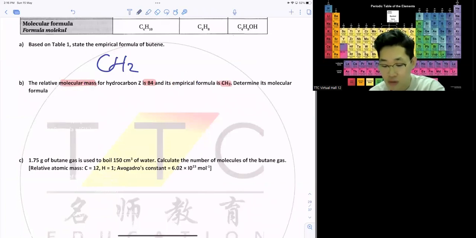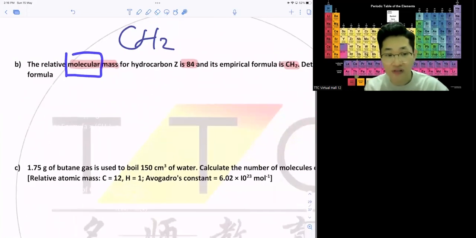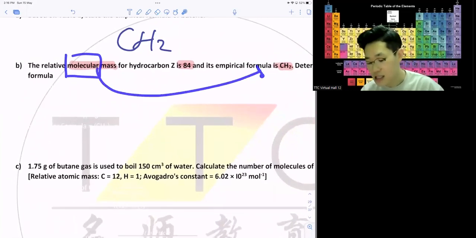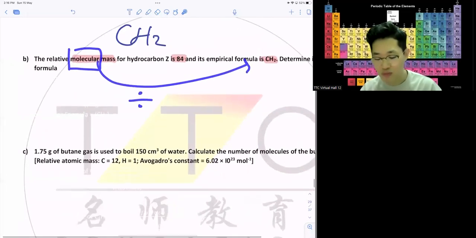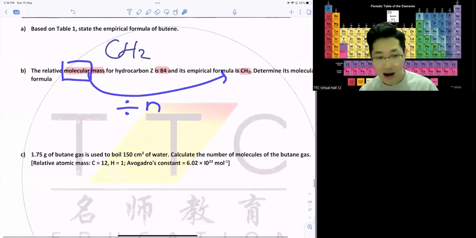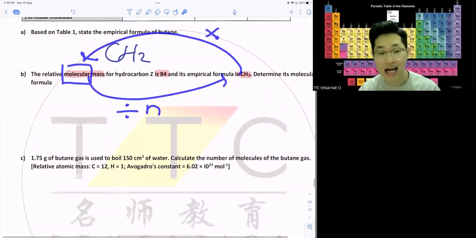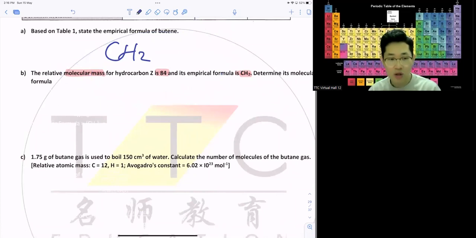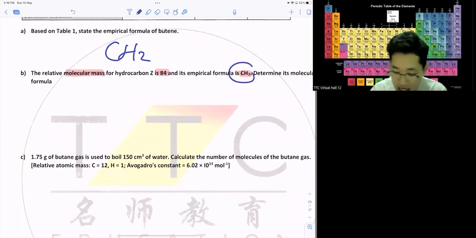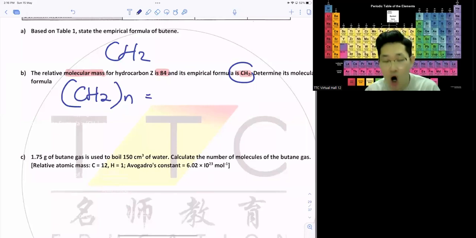Molecular and empirical: the difference is molecular is the original formula, and this is the simplest form. When we simplify, we divide it with a number, right? Now, if we want to find back the molecular formula, we have to times a number. But we don't know what the number is. So what do we have to do? Since I know that after simplifying it is CH2, I want to multiply a number to get back the original one.